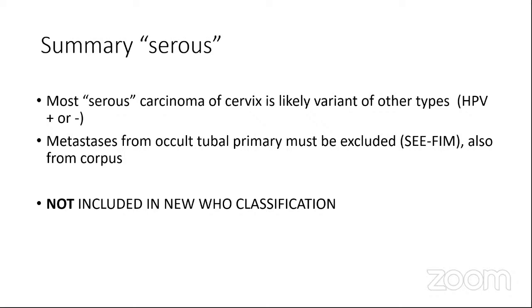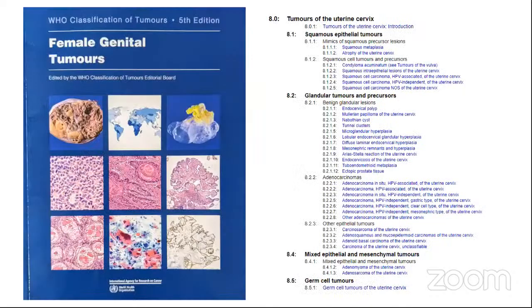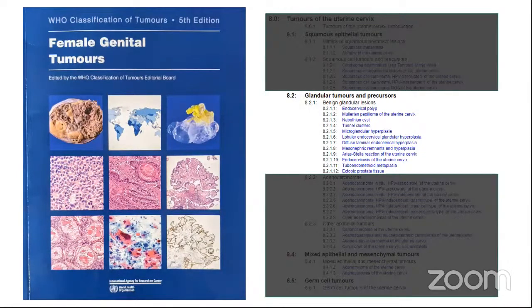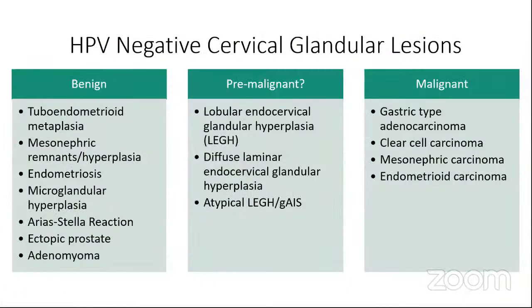So now we go back to the WHO classification, and you can see here the glandular tumors and precursors. So let's talk about that. These are benign glandular lesions that now have their own individual chapters in the WHO. And if you break it down, you can break down HPV negative cervical glandular lesions into benign, pre-malignant, possibly pre-malignant, and malignant. And so we just talked about these malignant adenocarcinomas.